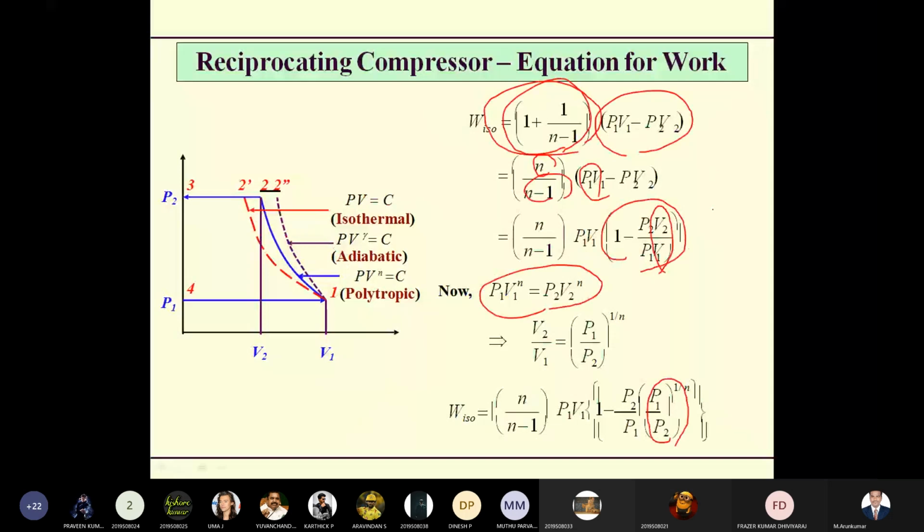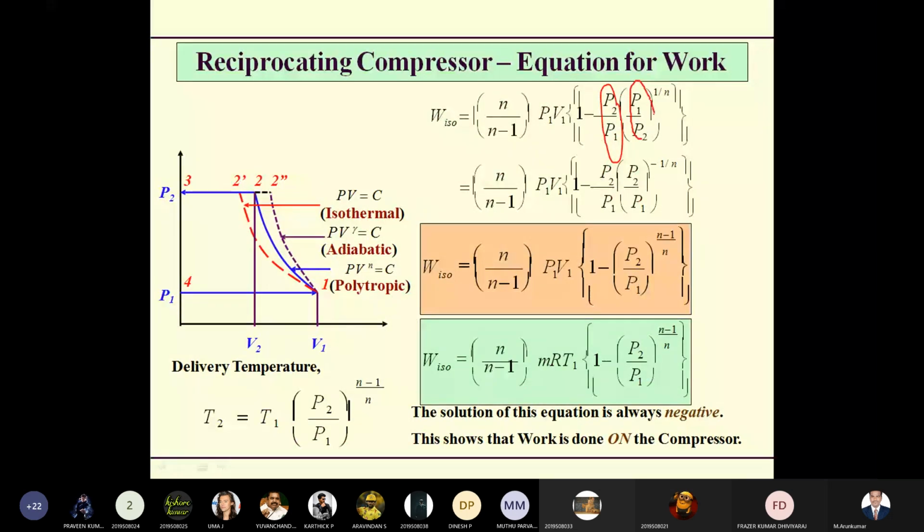Then what we can do, there is 1 by n, P1 V1 here. So we have P2 by P1 here, and we have P1 by P2 here. So we can reciprocate this. We can write the reciprocal. Then we can write P2 by P1 power minus 1 by n. So here it is 1 by n. So if you want the reciprocal, we can write minus 1 by n. So here we can write the whole term. So we have P2 by P1 power 1 into P2 by P1 power minus 1 by n. Then that can be written as n minus 1 by n. Then finally we can write the isothermal work as n by n minus 1 into this P1 V1, which can be written as m RT1. Then 1 minus P2 by P1 power n minus 1 by n. So this is the final isothermal work equation.